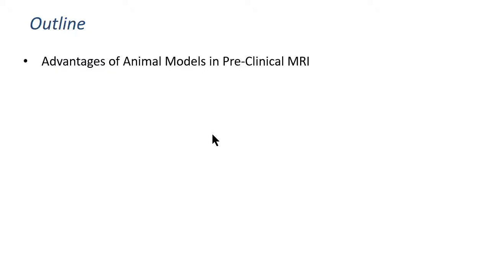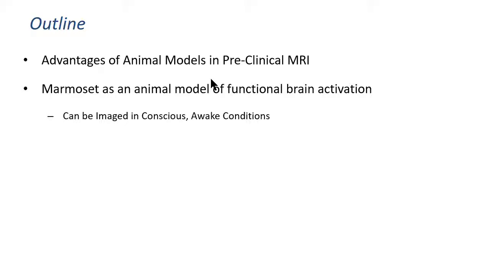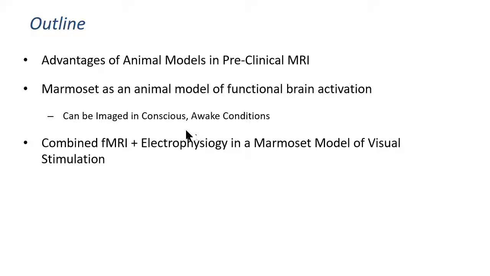And the outline of my talk will be to say why do we study the brain in animal models using preclinical MRI? What are the advantages? I'm going to show the marmoset as a favorite model in my lab for functional brain activation, in particular because we can image them the same way that human brain is studied in conscious awake conditions. And then I'm going to give 3 examples in this short talk about how we can combine MRI with other techniques for learning more about the brain.